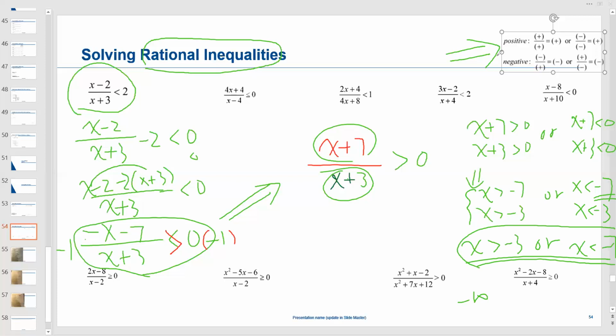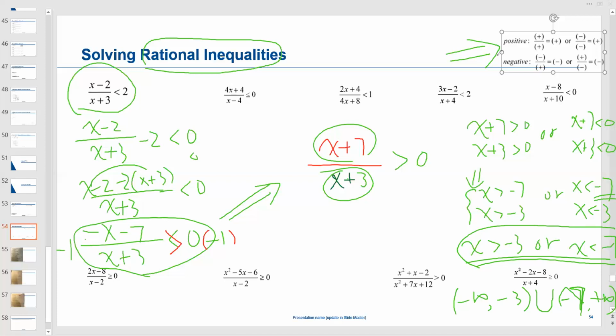Does it make sense? So if we write it in interval notation, it will be written like this: negative infinity to -7, or, we say or, -3 and positive infinity. All right, so that's it. So what's the challenging process here?